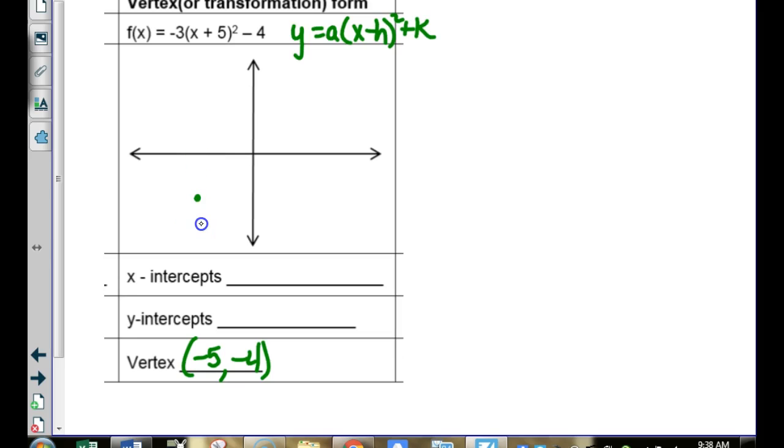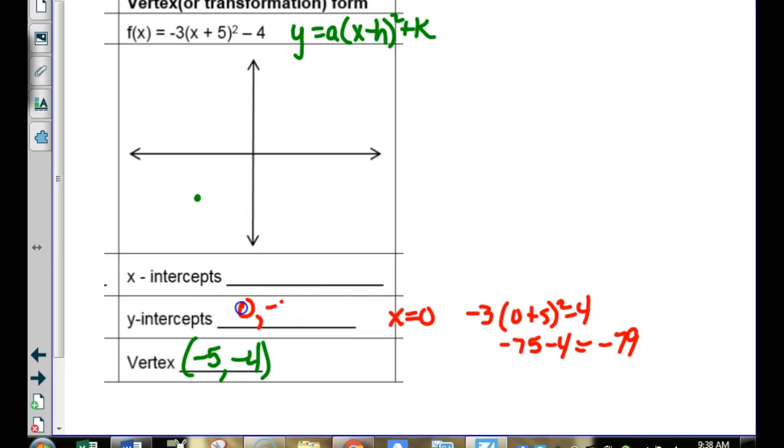Somewhere over here. This graph is pretty ridiculous, but how do we find the x-intercepts and the y-intercepts? X equals 0, we'll find which one? The y-intercept. Okay, so if I put a 0 in, I'd have -3 times 0 plus 5 squared minus 4. That would be 25 times -3. I got -79. That's a beautiful number. Anybody else get 0, -79, or did I do something crazy? Anybody use their calculator?